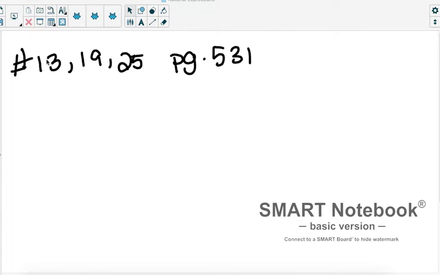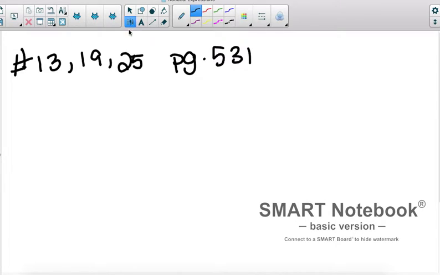I'm gonna do numbers 13, 19, and 25 from page 531 from your assignment. Just to help you out, I picked the harder problems from each group, so in case you're stuck, you can refer to this tutorial and hopefully that'll help you out with the rest of the problems. Okay, so let's start with number 13.